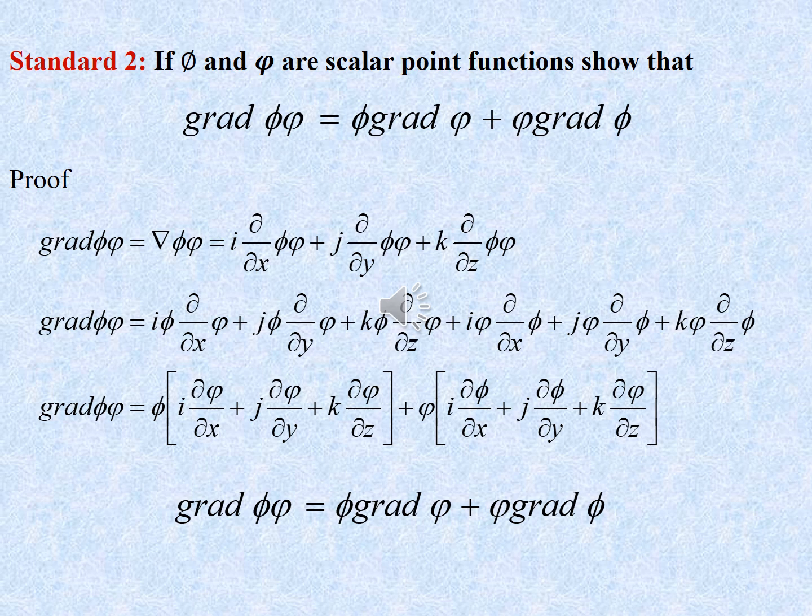I am separating the phi terms and the psi terms. So that is equal to phi of, I am taking phi common, phi of i dou psi by dou x plus j dou psi by dou y plus k dou psi by dou z, plus, here I am taking psi as a common term, psi of i dou phi by dou x plus j dou phi by dou y plus k dou phi by dou z. So these two are similar to del S. So that is equal to phi grad psi plus psi grad phi.